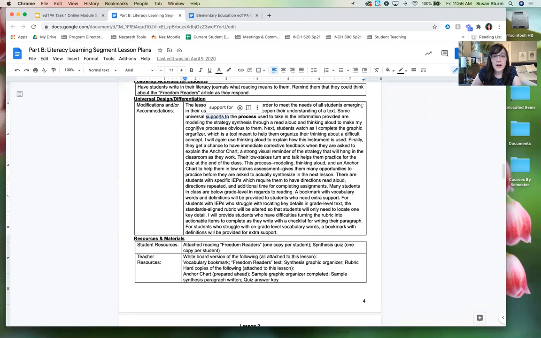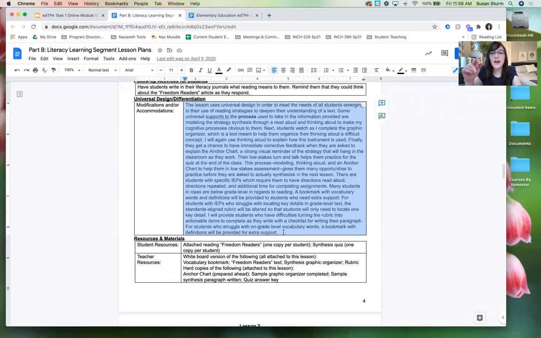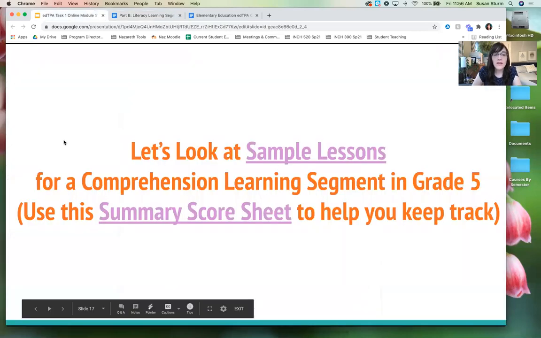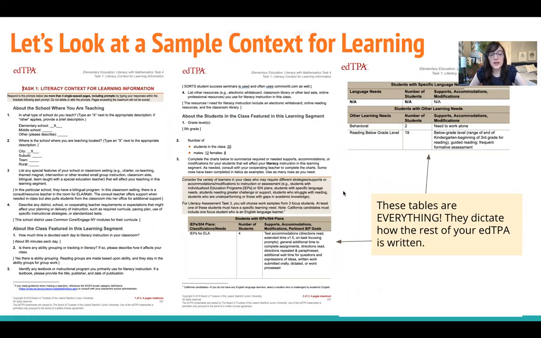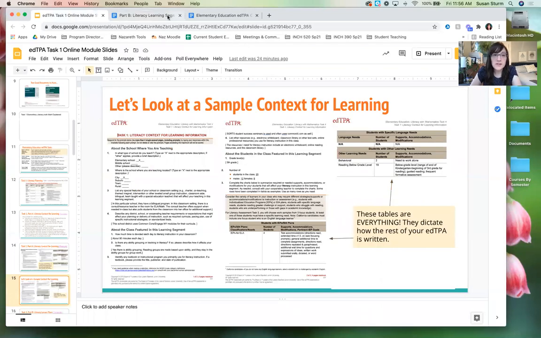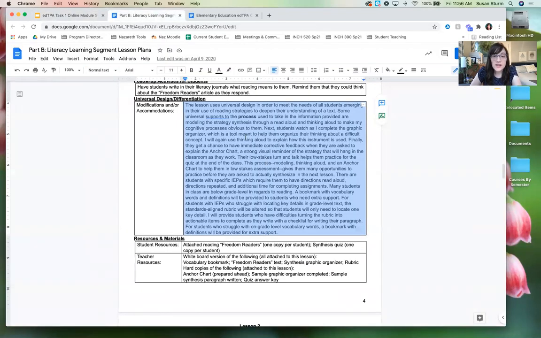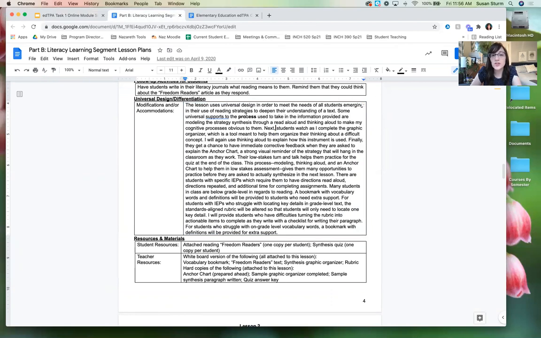And then here are her modifications or accommodations. This box must align back with that context for learning. So everyone that she put on here has to appear in that box. So the lesson uses universal design, universal supports to the process, are modeling the strategy, reading and thinking aloud.